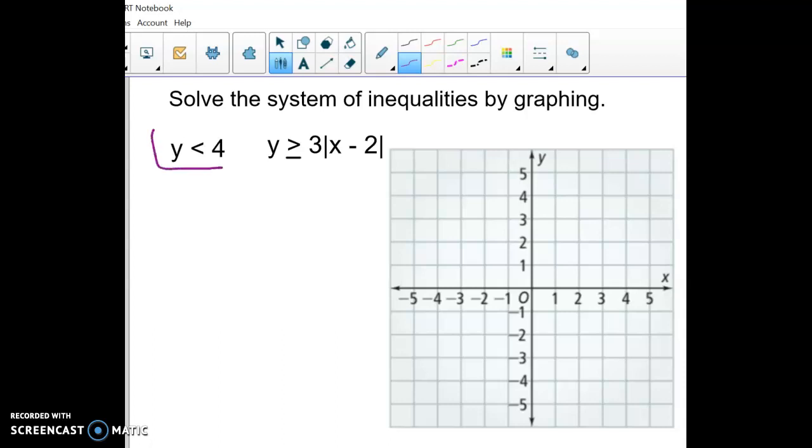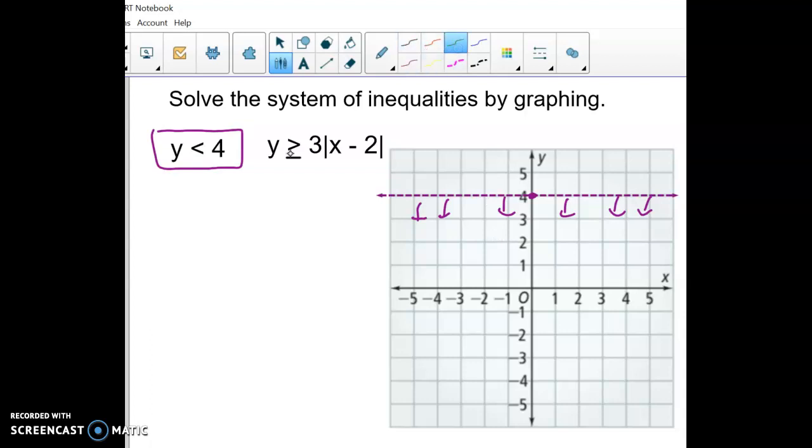All right, y less than 4 is going to be a horizontal line through 4, and we're going to shade below it because we're less than that. So it's a dashed line. We're going to shade below, and again, I'm just going to use these little arrows, otherwise my graphs get kind of messy. Eventually, we're going to be graphing more than just two inequalities, so it's good to be able to organize it. Try not to make too much of a mess.